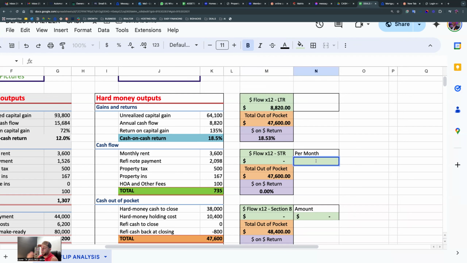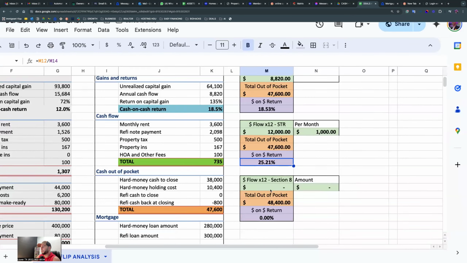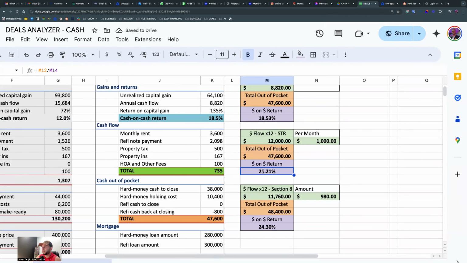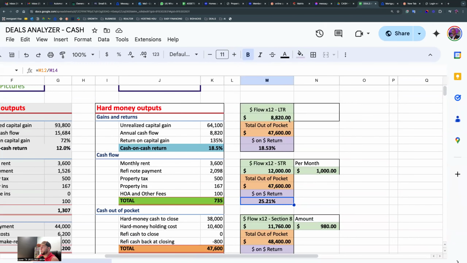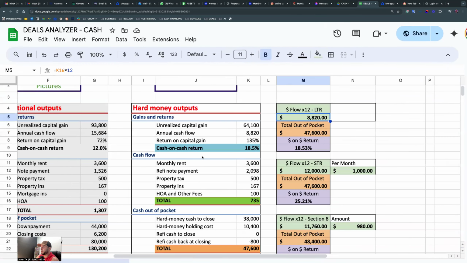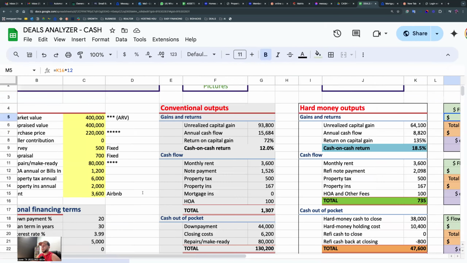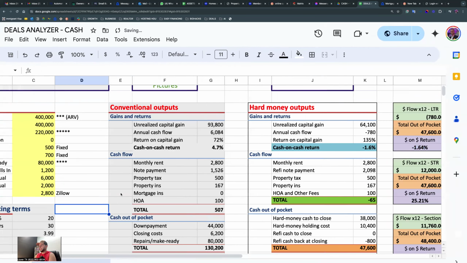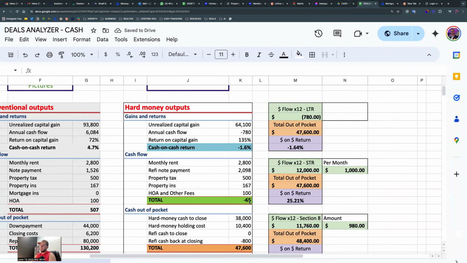If I want to go on the short-term rent numbers, let's say that gives me $1,000 a month. There you go, 25% return on investment. If I go with Section A, that will give me $980 a month. There you go, Section A gives me 24%. Airbnb gives me 25. For long-term, if I make it the default, I go here, change Airbnb, put Zillow, for example, and change it to 2,800. That's it. Right now it's a negative cash flow.